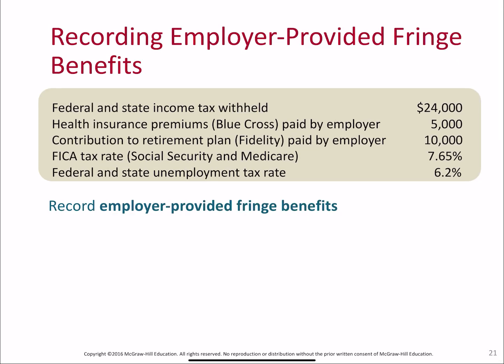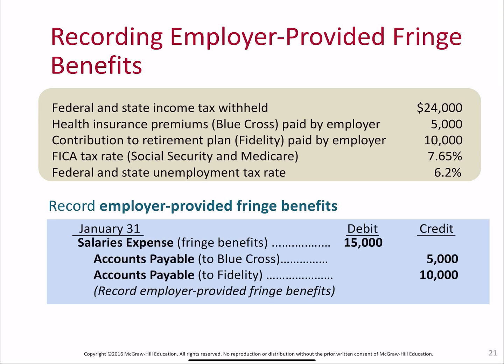But there's another set of entries I still need to do. I need to record these fringe benefits. I've told my employees that I will help pay for some of their benefits. I'll help pay $5,000 in health insurance paid by employer, and I'll contribute $10,000 to their retirement. That's a real expense. So I'm going to debit salary expense, and I'm going to credit two different accounts payable: one to Blue Cross Blue Shield, because me as the employer, I need to pay Blue Cross for your health insurance. And to Fidelity, Fidelity's a brokerage house, so let's assume they're managing the retirement plan. I'm giving $10,000 in your name to them.